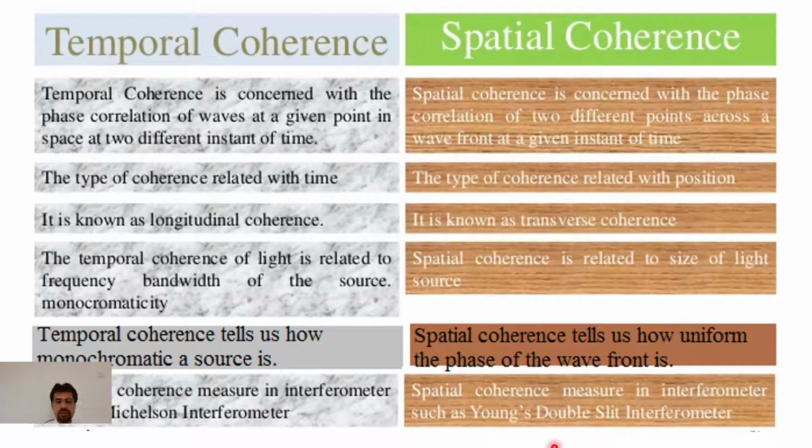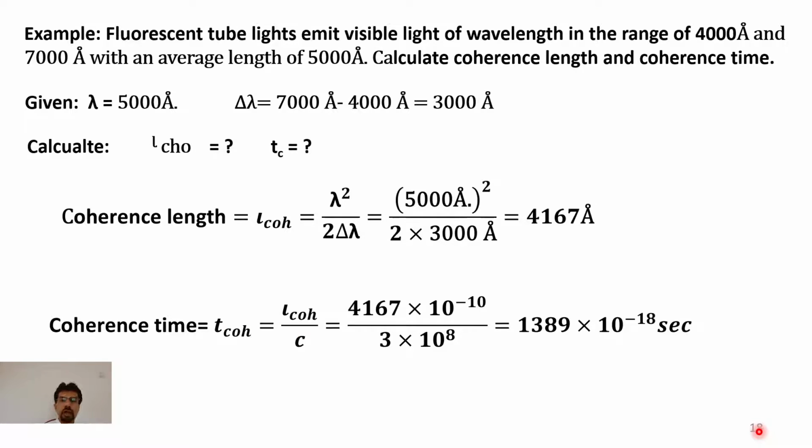of the wavefront is. The temporal coherence is measured in interferometers such as Michelson's interferometer, while the spatial coherence is measured in interferometers such as Young's double slit interferometer. So remember the difference between the temporal coherence and the spatial coherence, and how we distinguish it. Now we are going to take some problems based on the coherence.